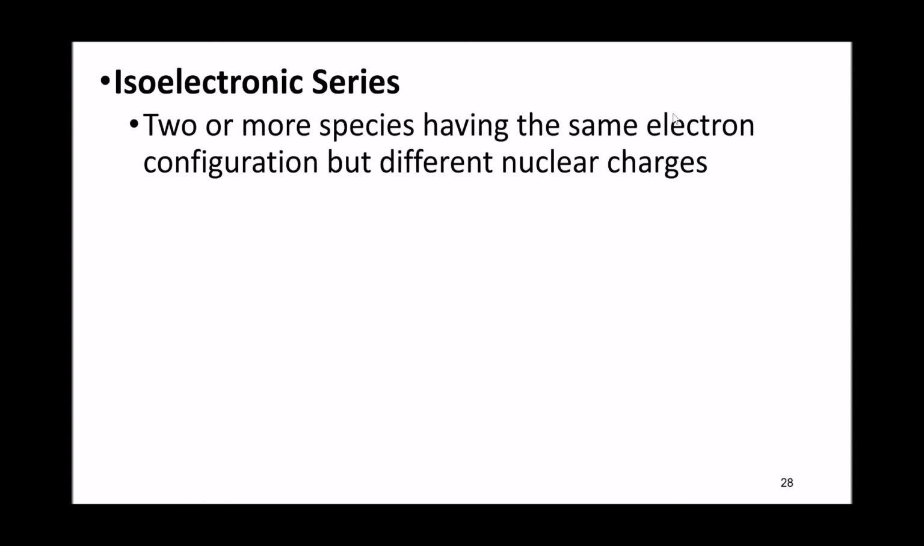So isoelectronic species are any two or more species that have the same number of electrons, the same electron configuration, but different nuclear charges. So basically, ions or atoms of different elements. But the thing that is common between them is that they have the same total number of electrons. Based on that, the size will vary significantly because the relative electrostatic attraction will vary significantly. And we'll see this in the example here.